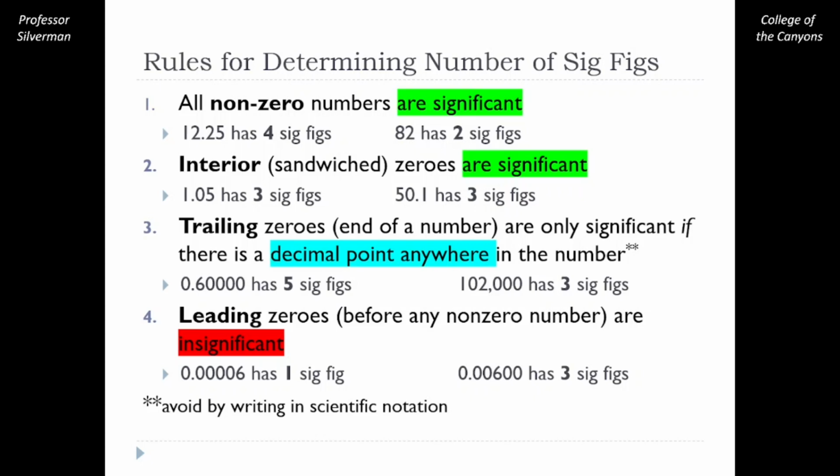Rule number 3, trailing zeros on the right-hand end of our number, are significant only if there's a decimal place in our number somewhere. Zeros at the beginning of our number are not significant in terms of our precision. They do tell us that that number maybe is very small, but they're not telling us about how precise that value is.